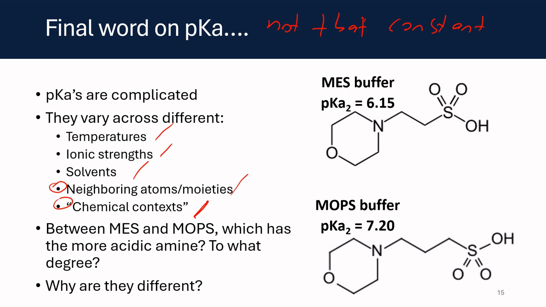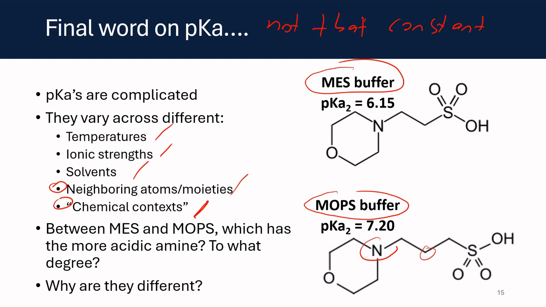We're going to circle back for a final time to our friend MOPS buffer. This is the molecular structure. The morpholinoamine over here has the pKa of 7.2. Okay, well, let's look at a similar Good's buffer called MES buffer. MES looks pretty identical. The only difference is we've lost a methylene group. So this chain is shorter going from MOPS to MES.